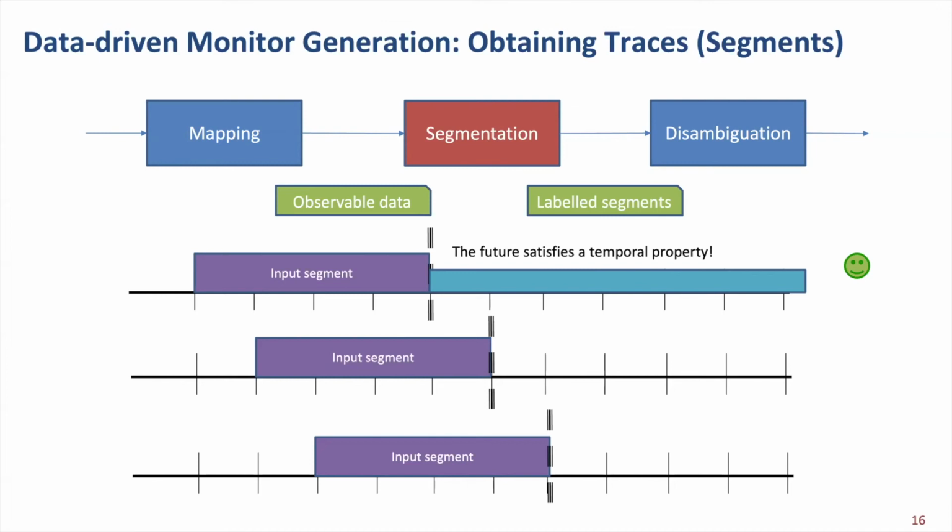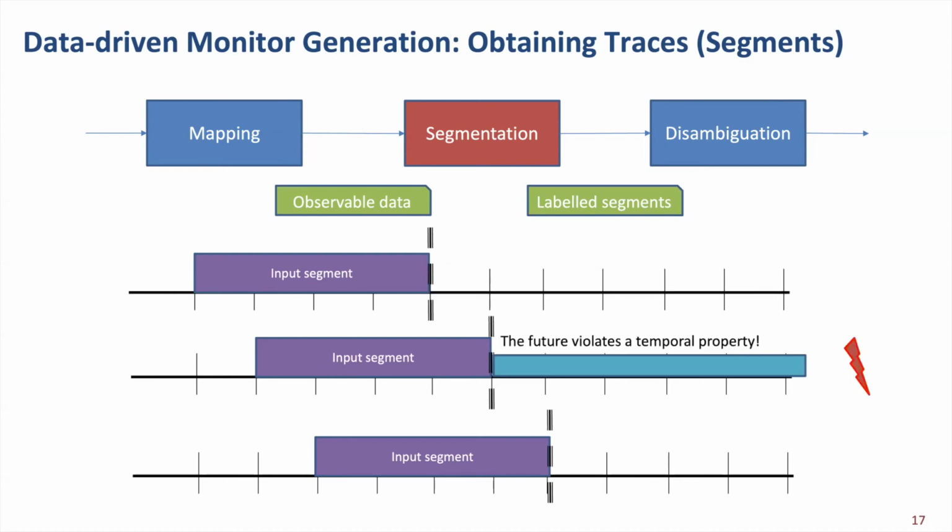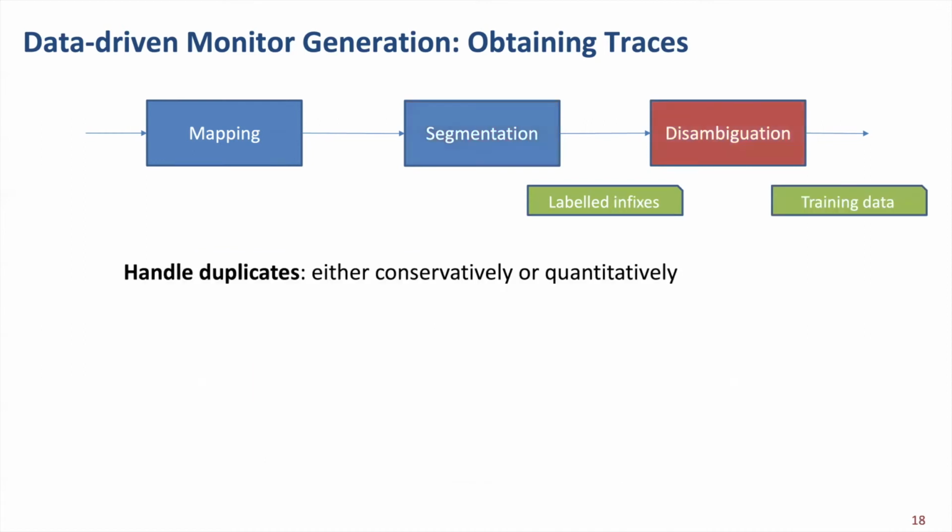We define a temporal property, and if from the future onwards, after the input segment, this property is satisfied, then we label it as a positive example, and otherwise we label it as a negative example. So then we have labeled data where all the data is observable. What might happen if we do this is that we might introduce duplicates, and most of the downstream algorithms require us to handle duplicates right from the start.